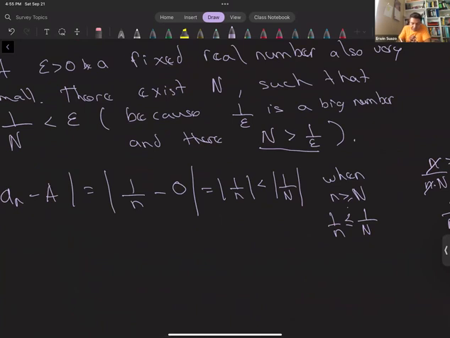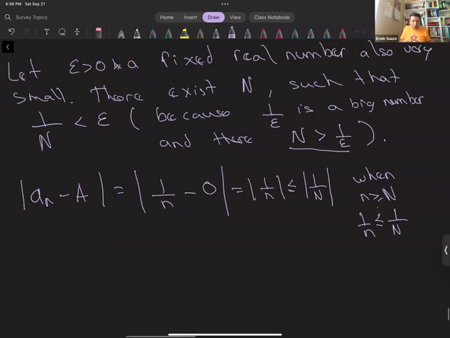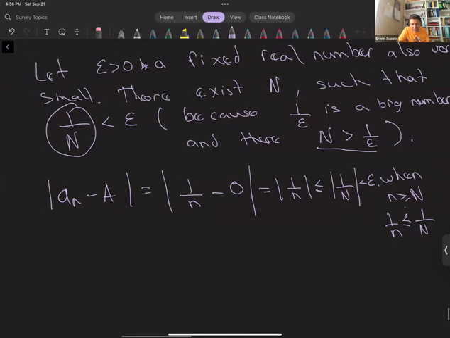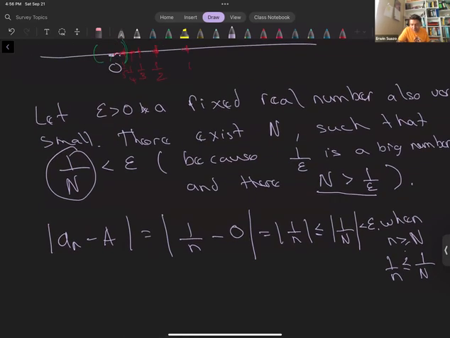So 1 over n is less or equal to 1 over N, and I can say whatever I need in the definition, less or equal. And then I chose N such that 1 over N is less than epsilon. So I have less than epsilon. Okay, good. So we have proved that indeed with A equals 0, the sequence a_n equal to 1 over n converges to 0.